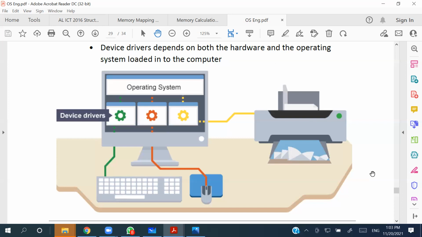Anyhow, if the operating system is absent, just having the device drivers will not give you the ability to connect a device with the computer system and make use of it. The operating system is the one who maintains it, right? It can recognize the device drivers, and through that, it can recognize the devices which are connected to it.